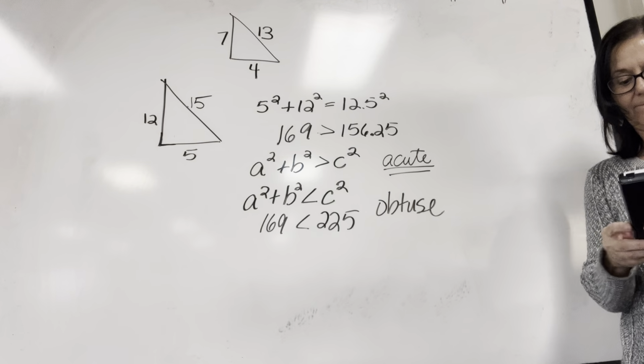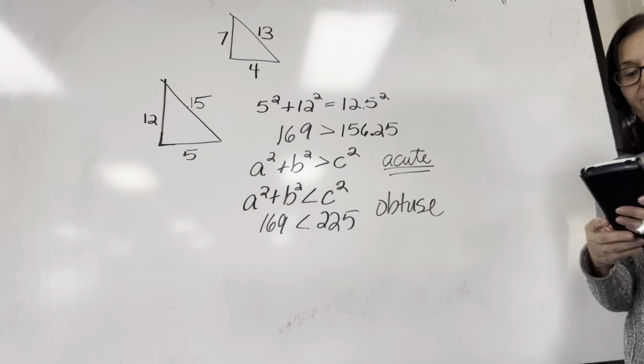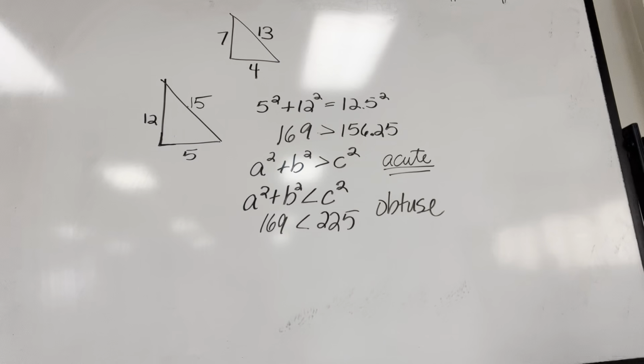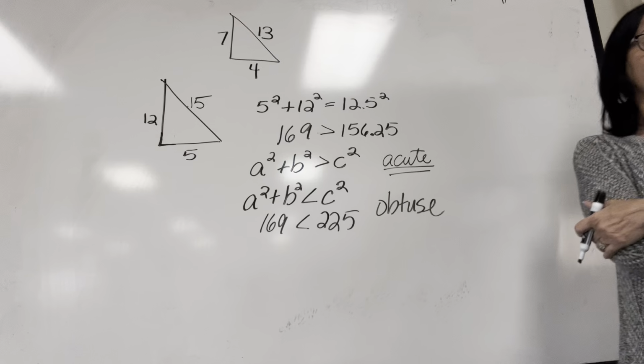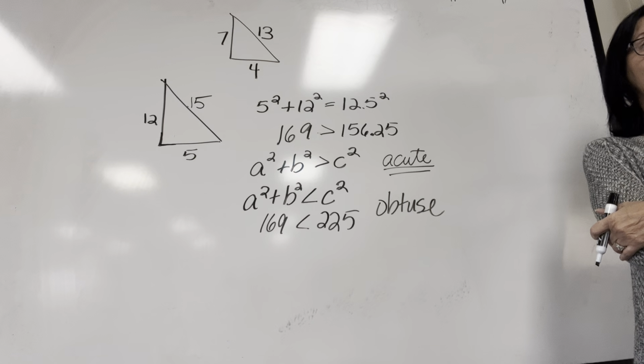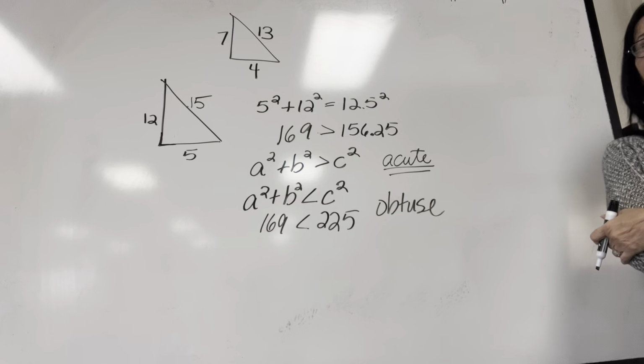It ain't even close. What type of triangle is it, Landry? Obtuse. Sorry, wait, I did it wrong. Check it. There we go.